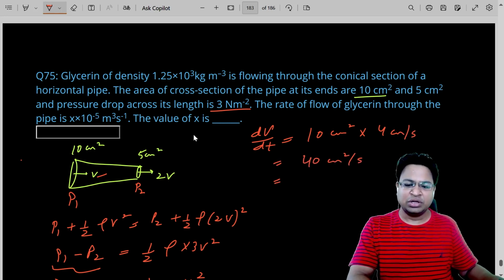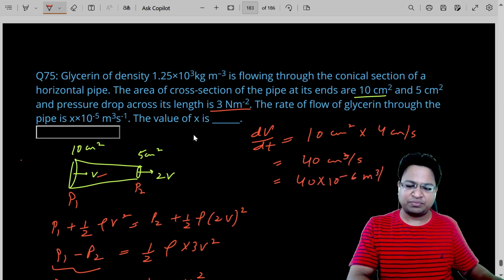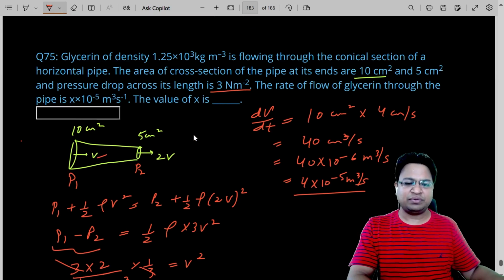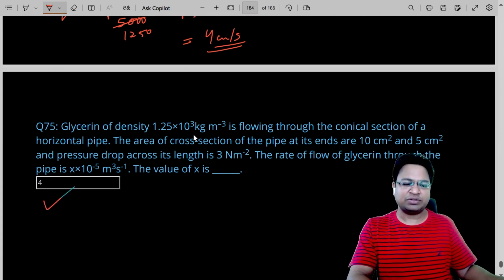We want it in meter cube. So this is 40 into 10 raised to power minus 6 meter cube per second. So this is 4 into 10 raised to power 4 into 10 raised to power minus 5 meter cube per second. So the answer should be 4 here. The value of x should be 4 here, as we can see.